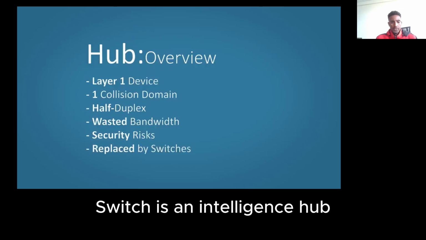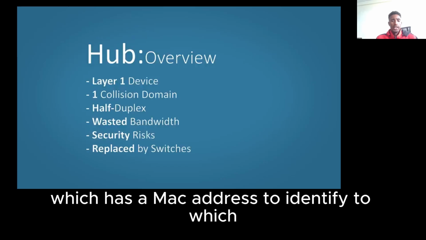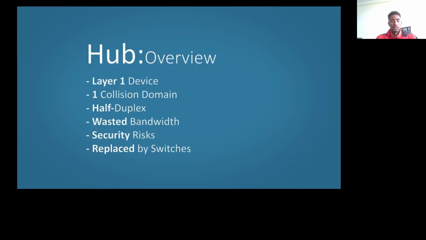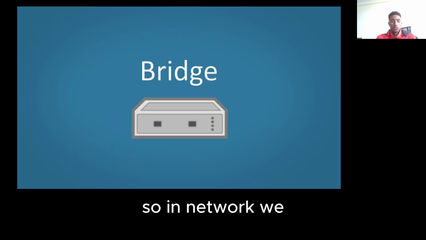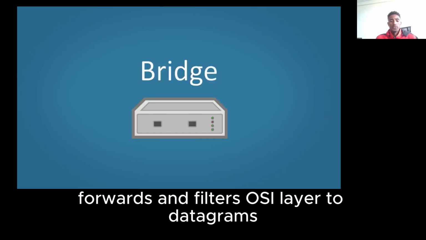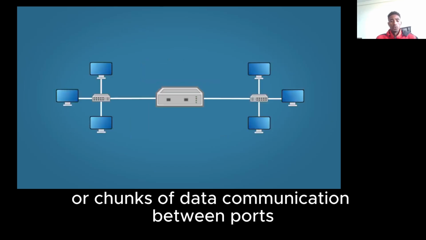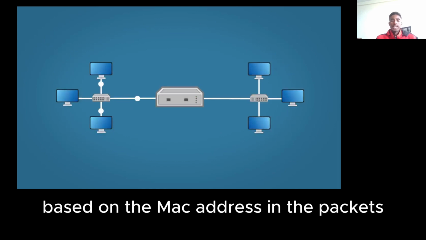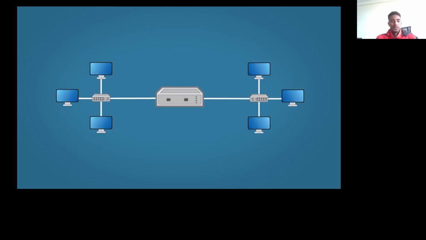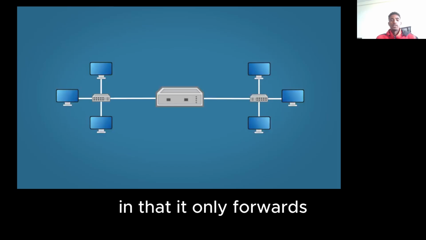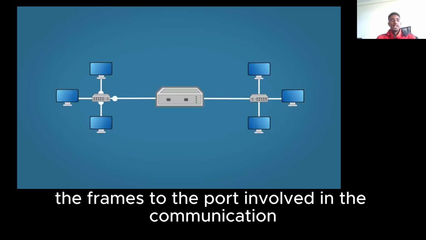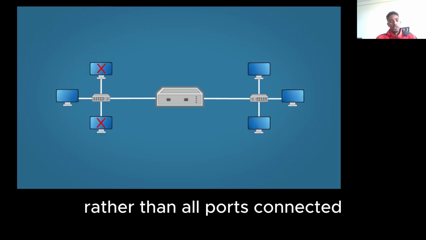Switch is an intelligent hub which uses MAC addresses to identify to which computer the data is sent. A network switch is a device that forwards and filters OSI layer 2 datagrams, or chunks of data communication, between ports connected by cables based on the MAC address in the packets. A switch is distinct from a hub in that it only forwards the frames to the port involved in the communication rather than all connected ports.